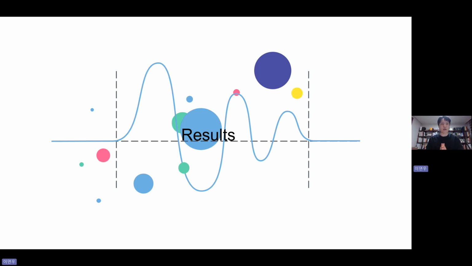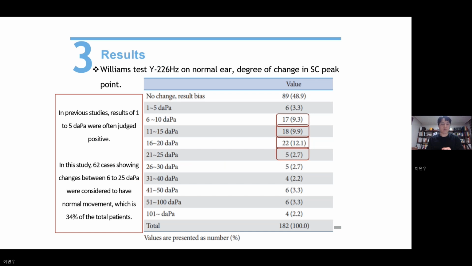Okay, now see the result. Of all 182 patients, 17 patients are in the 6 to 10 Pascal, 18 patients in the 11 to 15 Pascal movement, and 22 patients are in 16 to 20 Pascal. And 5 patients in 21 to 25 Pascal.